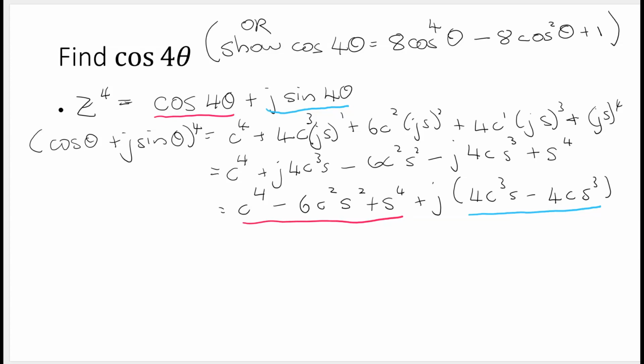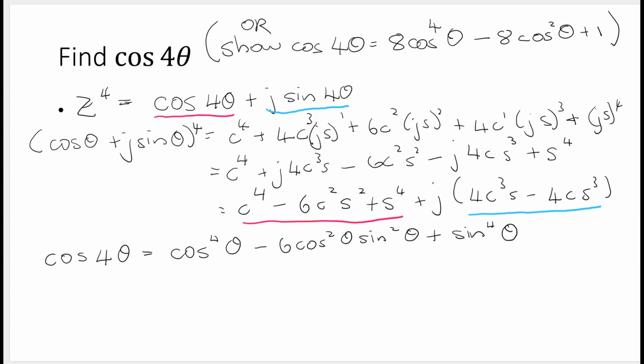Okay, the pinky bits are the real parts, and it just so happens that the first pinky part is cos 4 theta. So cos 4 theta equals cos theta to the power of 4 minus 6 cos squared theta sine squared theta plus sine to the power of 4 theta. That doesn't look like where we're going. But remember, sine squared theta is the same as 1 minus cos squared theta, so I can start filling that in.